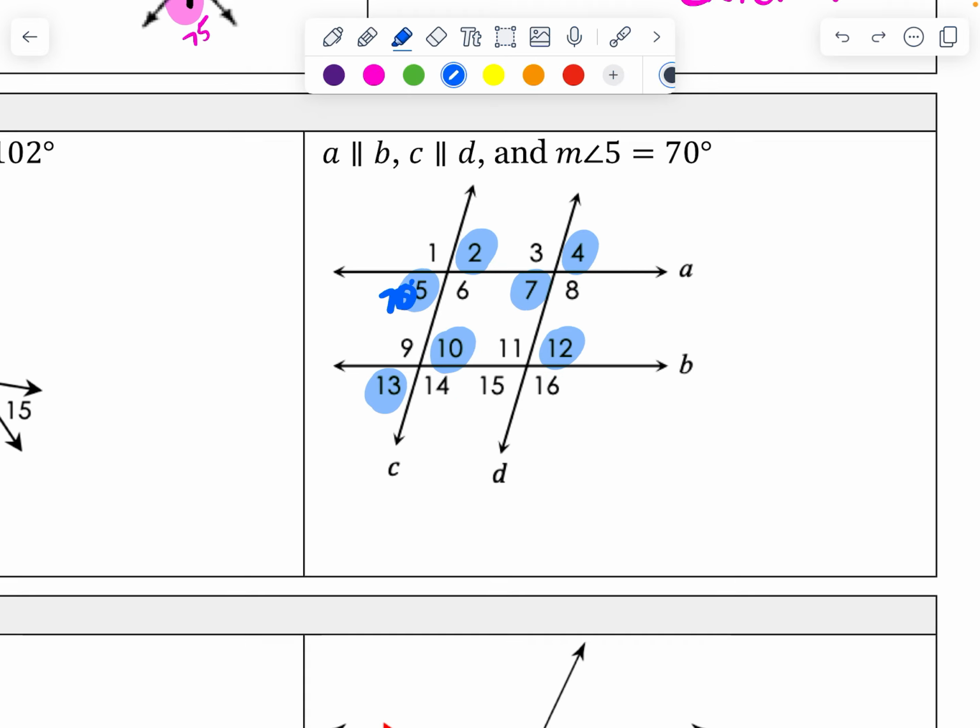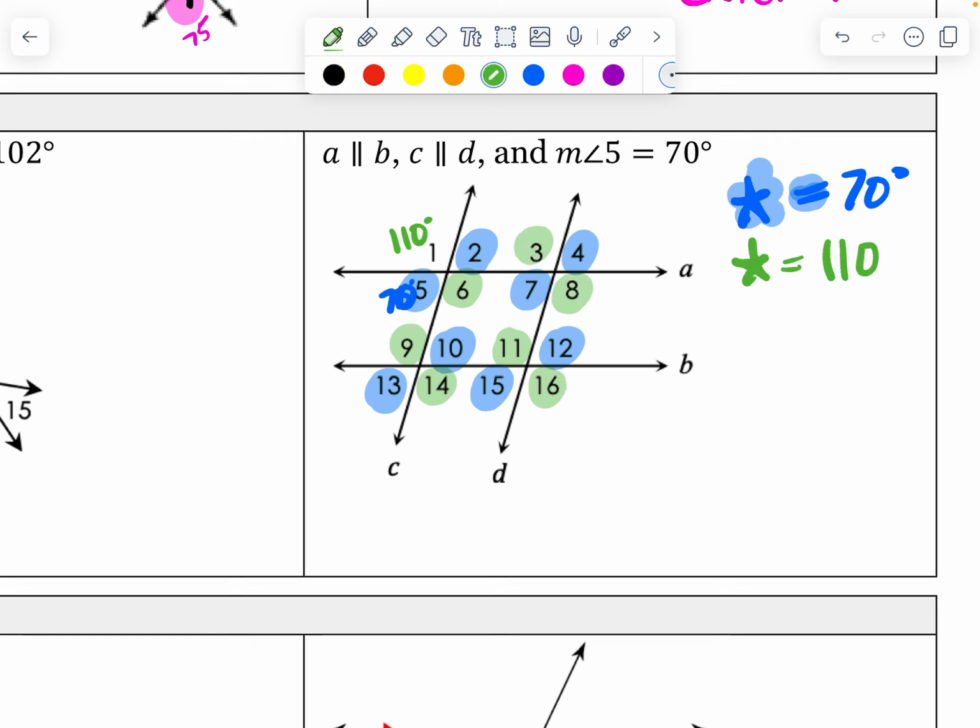So if they are blue, they are 70 degrees. Blue is 70 degrees. All right, that means I can find the rest of these by knowing they're supplementary, okay? So 180 minus 70 is 110. So you're 110. And everything else that's green is going to be 110. Magical. Nice little easy puzzle for us to figure out.